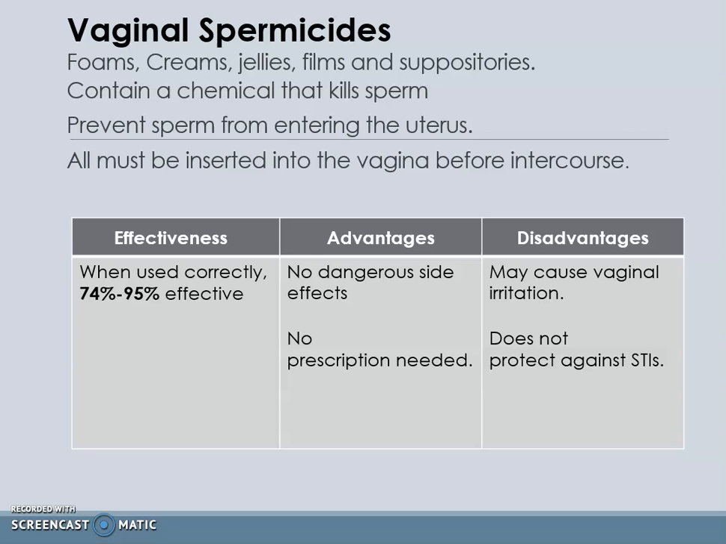It has to be inserted into the vagina before intercourse, and the package must be read and directions followed because for different types, it tells you the different timelines, like how far before intercourse it has to be used. When it's used correctly, it's 74 to 95% effective, so not really great effectiveness, but in addition to some other form of birth control, because you can use more than one at a time, it does increase the effectiveness.